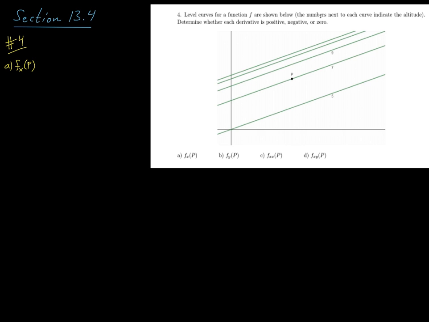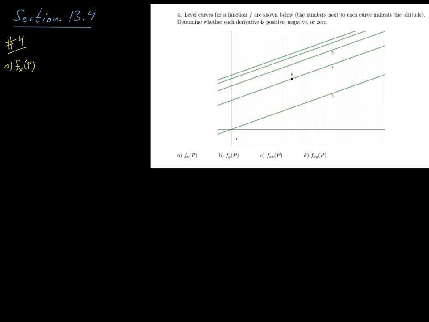Okay, so when they say the numbers next to each curve indicate the altitude, what they're saying is that if I take one of these level curves, like this line labeled with a 9, that consists of all points up on our surface that are at the altitude of 9. Notice here this altitude is going up by 2 as we go in the positive y direction. So it goes from 5 to 7 to 9, then this would be 11, 13, and so on.